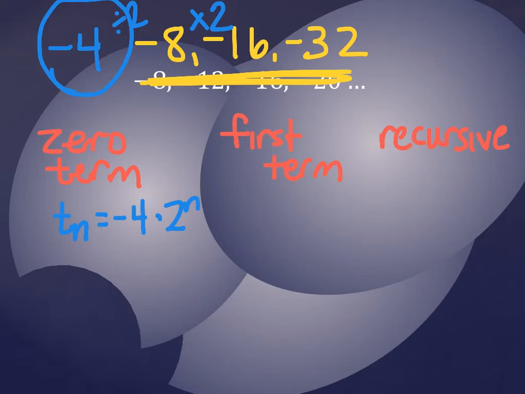If we're going to use the first term, we're going to start with term 1, which is -8. So we have t of n equals -8 times 2, but we have to go backwards 1, because otherwise it'll be 1 off. And then recursive, same thing. We know the first term, and we know how it grows. So we say the first term is -8, and we can find any term, which is t of n, by taking t of n minus 1, which is the one before it, and multiplying it by 2.